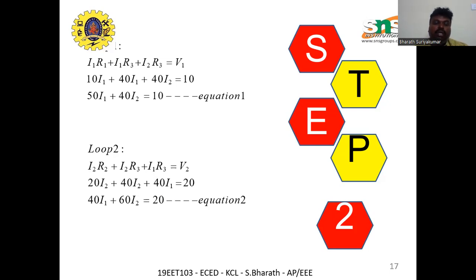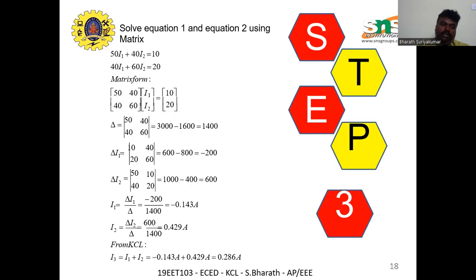So we have got two equations and two unknowns. We can use any one of the solving methods to find the values of the currents I1 and I2. Here I am going to use the matrix form. 50I1 plus 40I2 equals 10, and 40I1 plus 60I2 equals 20. The matrix form becomes [50, 40; 40, 60] times [I1, I2] equals [10, 20].